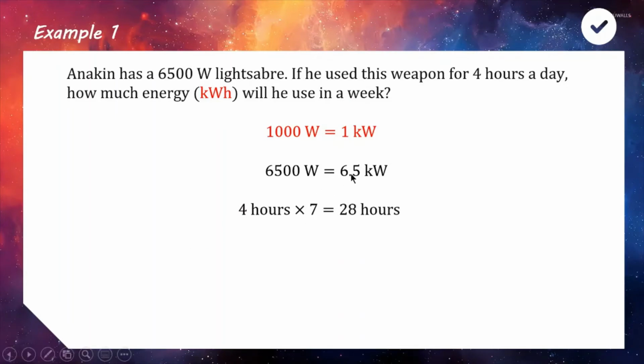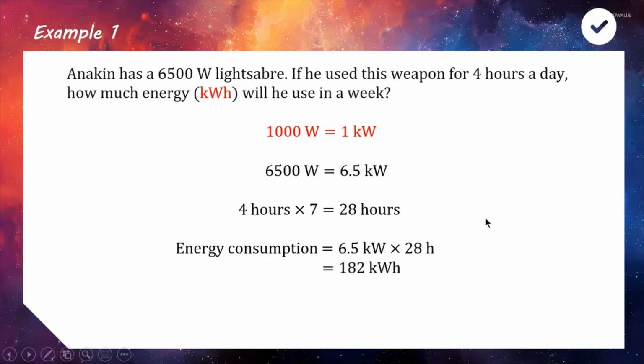Okay, here is our power. Here is how long we are using it for. So if we multiply these two together, we get our kilowatt hours. Kilowatts times hours. That's the concept. So we put this through a calculator and we get an answer of 182 kilowatt hours. That is our energy consumption for the week for our lightsaber. Okay, final answer.